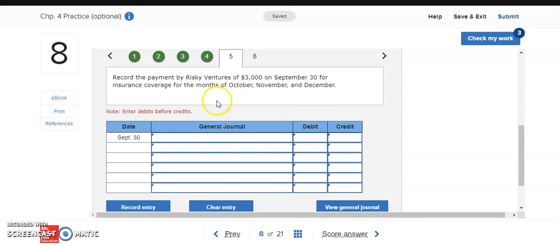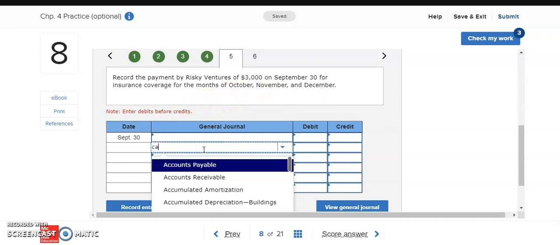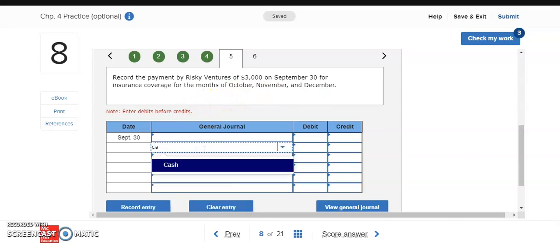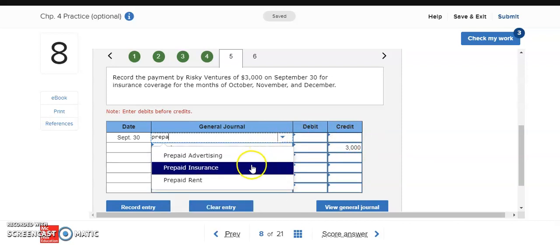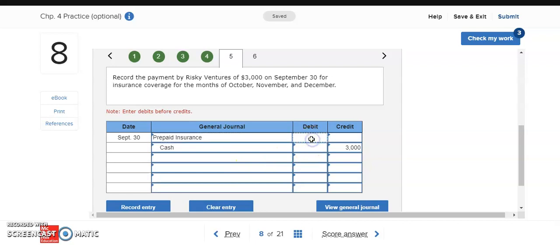So let's do the cash part first. Sometimes that's easier. Let's credit cash to reduce it for $3,000. Since we have a future benefit of insurance coverage, we will debit an asset account. Remember, assets provide a future benefit. The asset that we'll debit is prepaid insurance for the full $3,000.